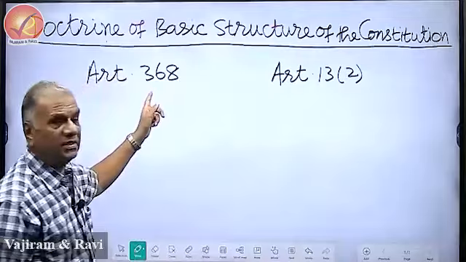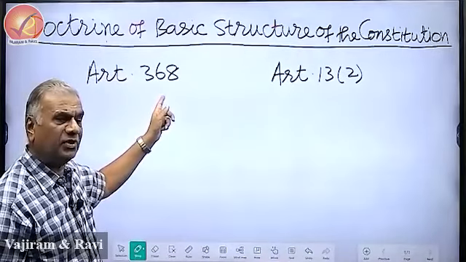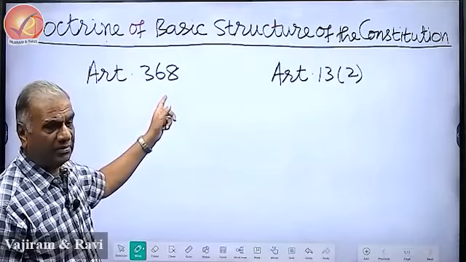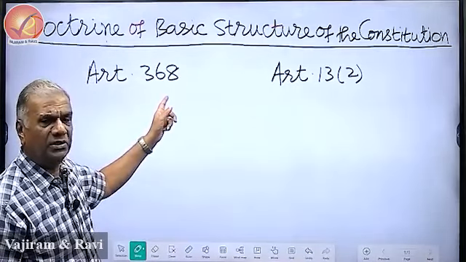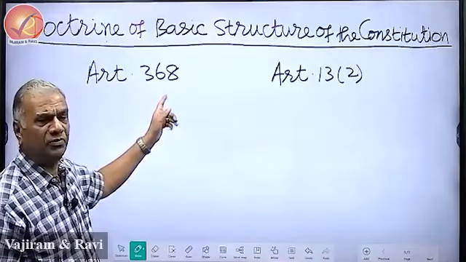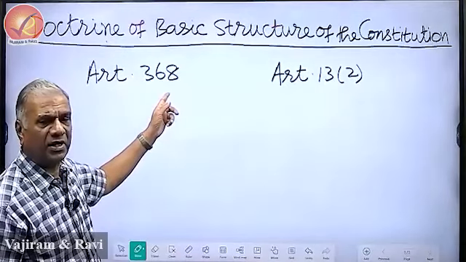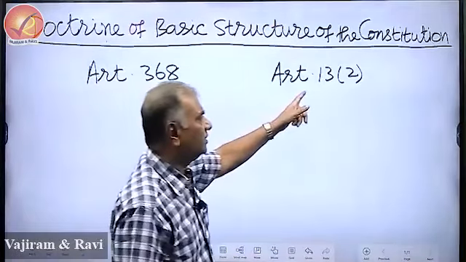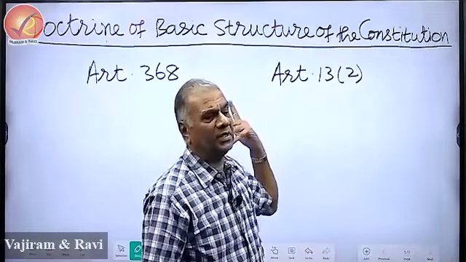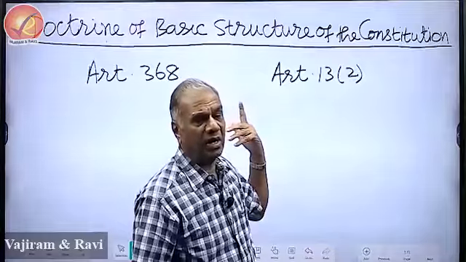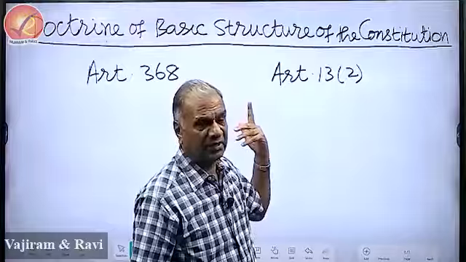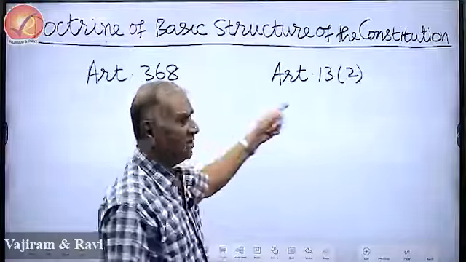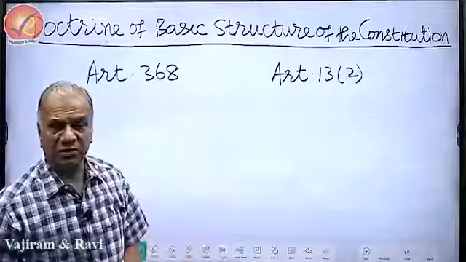Whereas Article 368 says that any part of the Constitution can be amended by the Parliament, and no exception is given to the fundamental rights, and fundamental rights can also be amended under Article 368. Whereas Article 13, Clause 2 says the fundamental rights cannot be changed by a law passed by the state. Is there any contradiction between these two articles?